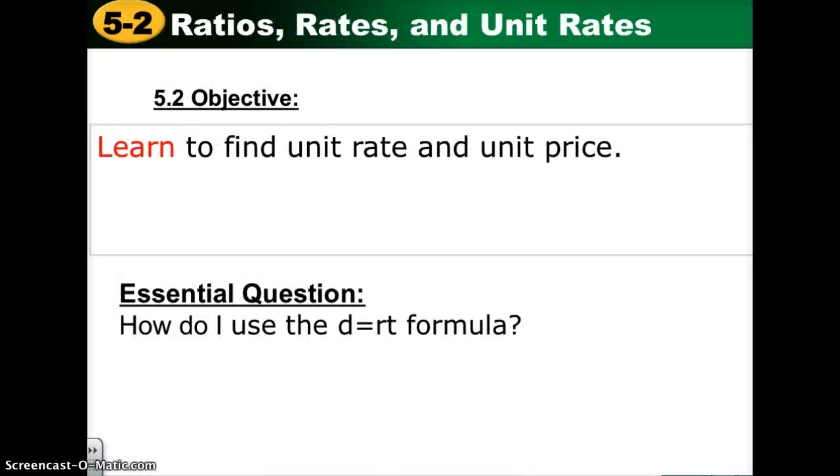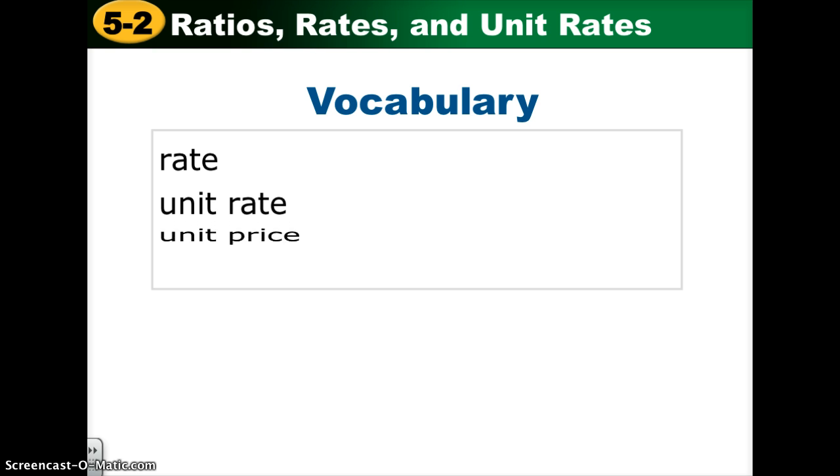Chapter 5, Section 2. Objective: learn to find unit rate and unit price. Essential question: how do I use the DIRT, or D equals RT, distance equals rate times time, formula? Vocabulary: rate, unit price.